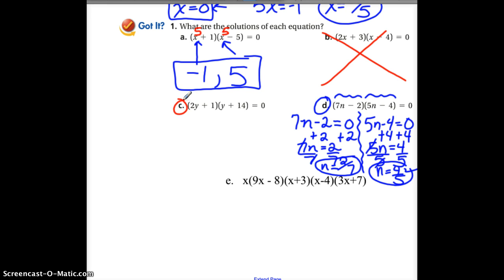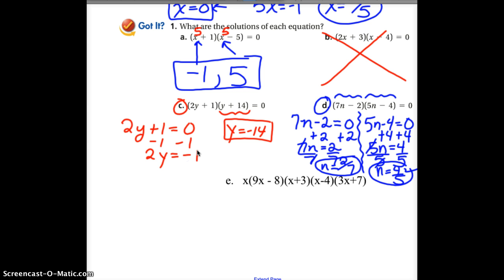I don't think we need to do that one. But let's go look at letter C. Common sense for the second factor. What plus 14 gives you 0? Well, -14. I really don't need to show work for that. On the other side, I have 2y plus 1 is equal to 0. And again, I do the opposite. So I subtract 1, and then I divide by 2, and I get y is equal to negative 1/2. So I've got two solutions to this equation.